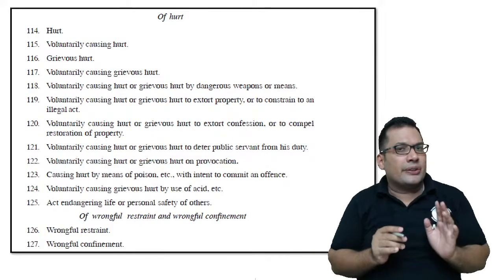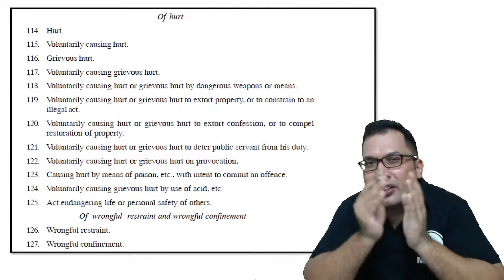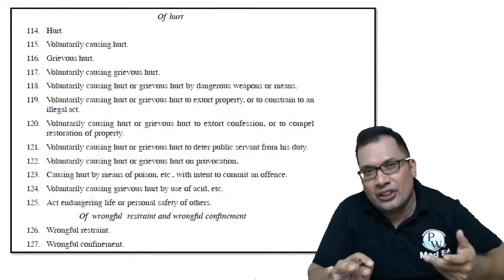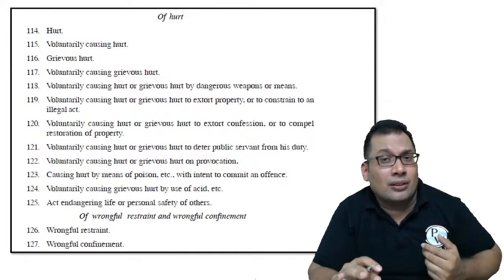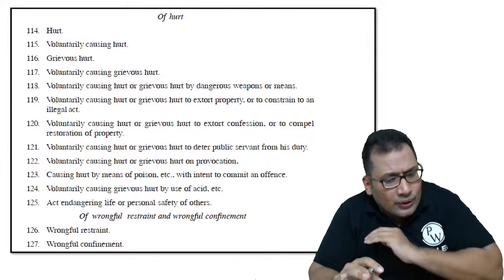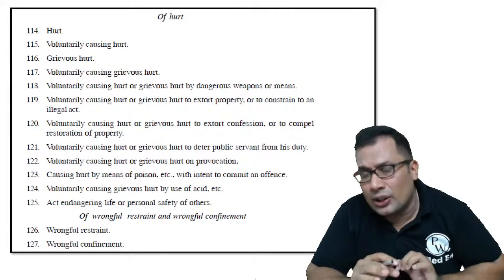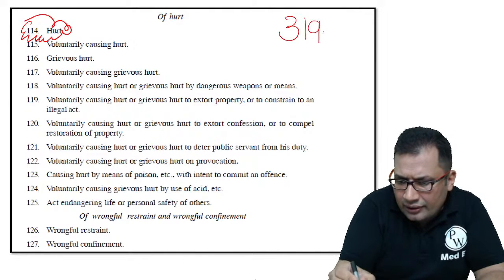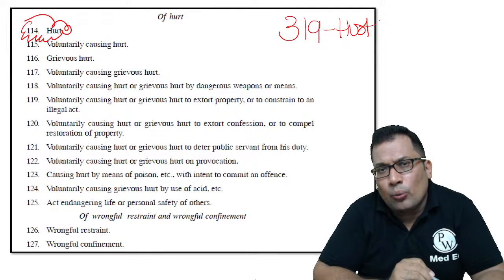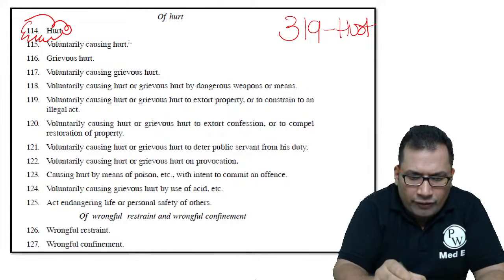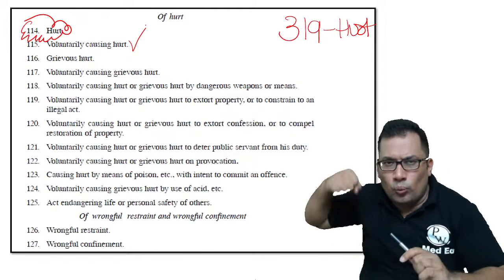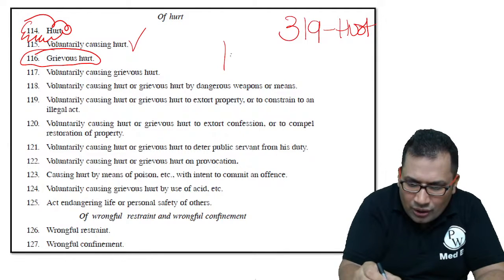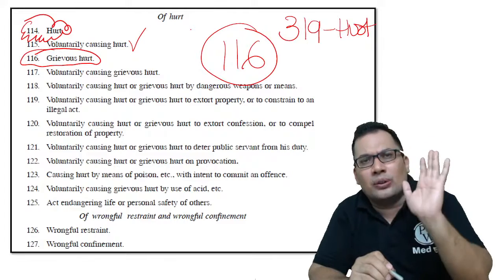Now comes the very important medicolegal section, hurt. We used to study in IPC simple hurt, grievous hurt, hurt caused by dangerous weapon, vitriol, right? So now let's see the important BNS sections. 114 is hurt, previously 319. 115 voluntarily causing hurt. 116 is very important, grievous hurt. You must know.